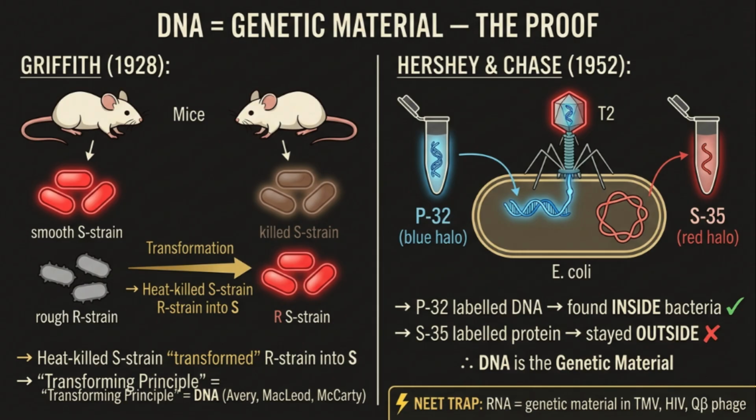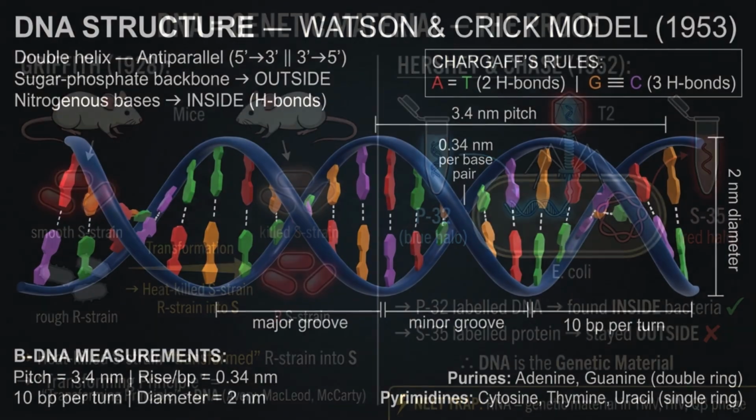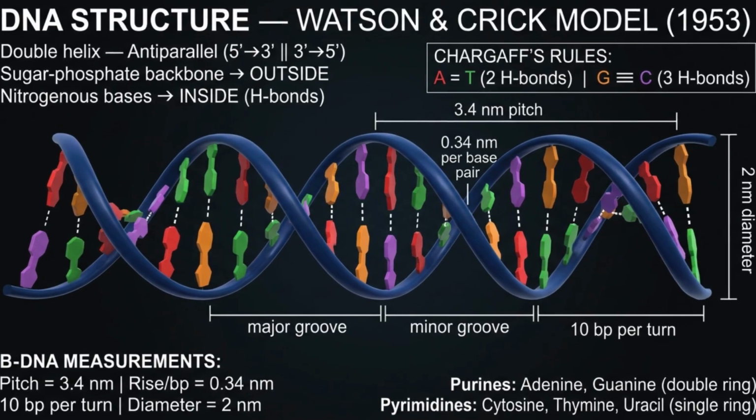But, and NEET loves this trap, in organisms like TMV, tobacco mosaic virus, HIV, and QB phage, the genetic material is RNA, not DNA. Write that down right now. Now, let's build DNA from scratch.